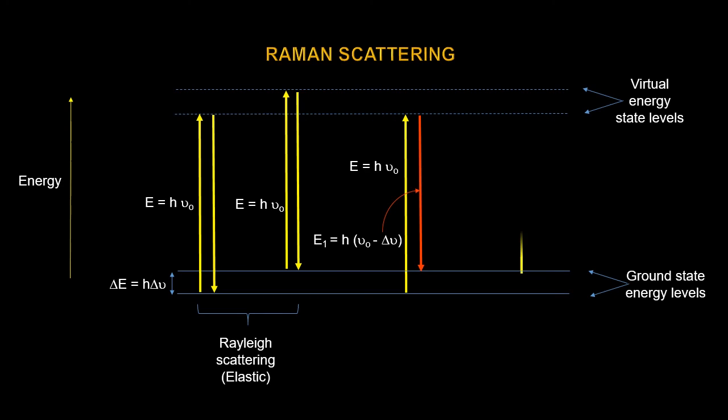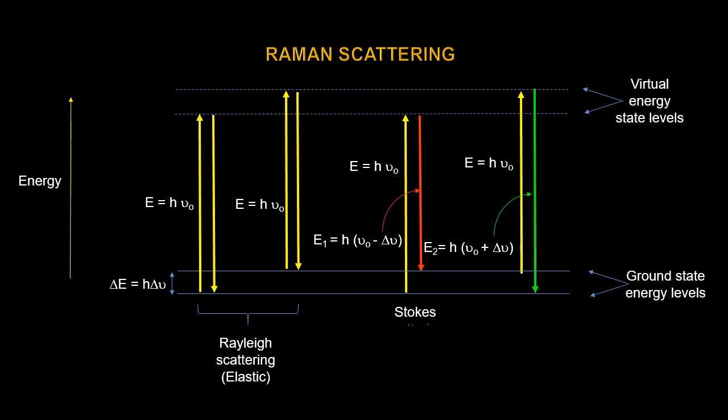Or if a molecule goes to the virtual energy state by absorption of energy h nu 0, then comes back to the ground state by scattering of the radiation with the energy h times nu 0 plus delta nu, this type of scattering is known as anti-Stokes scattering. Stokes scattering together with the anti-Stokes scattering is known as Raman scattering. Raman scattering is inelastic in nature.